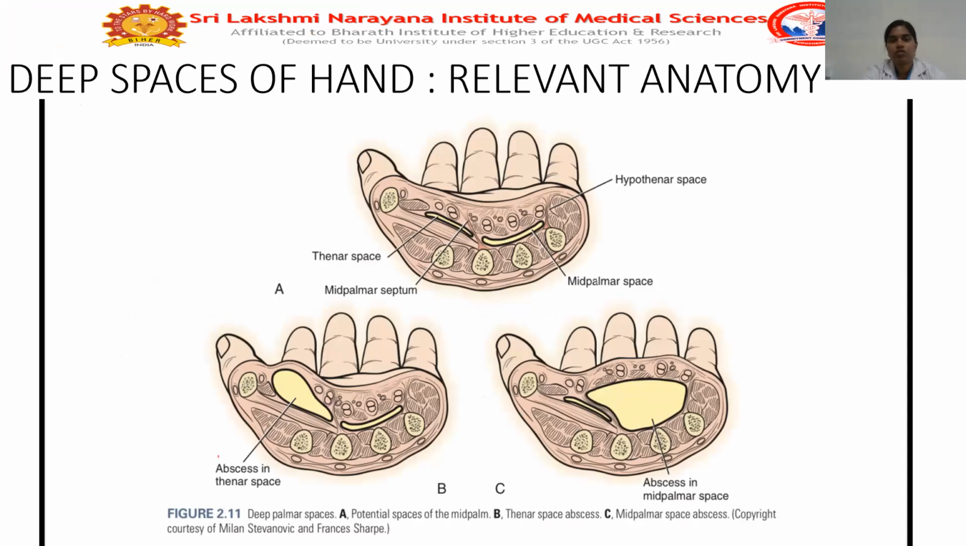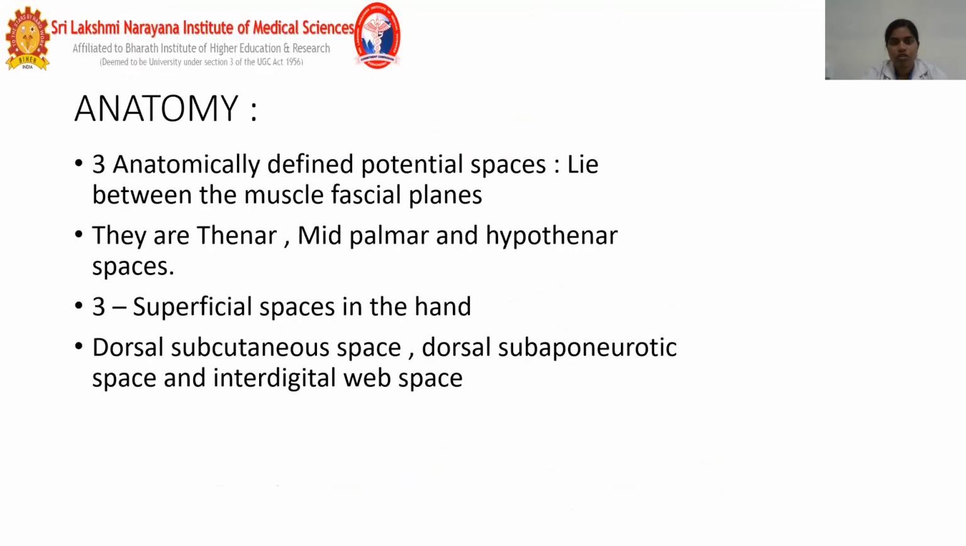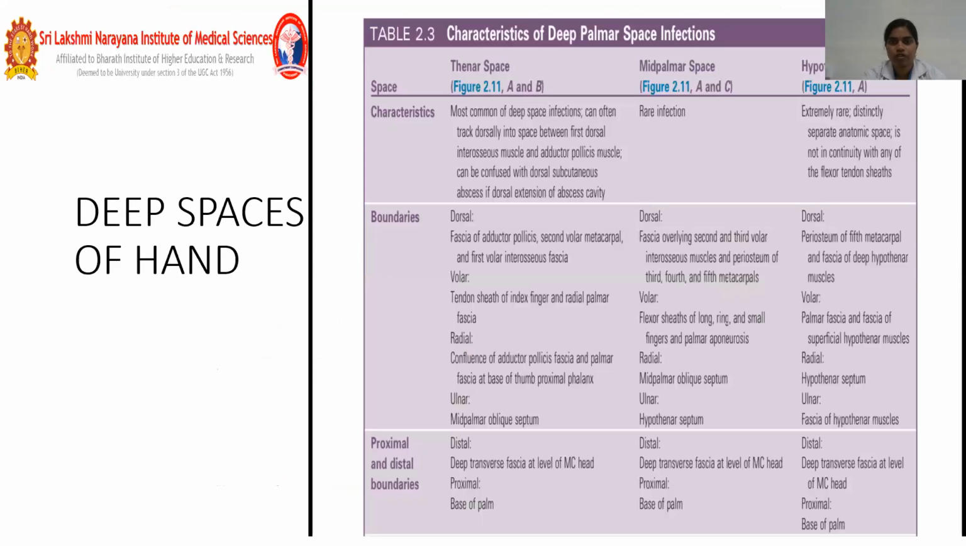Coming to the deep spaces of the hand. The deep spaces of the hand are the mid-palmar space, hypothenar space, and thenar space. The thenar space and mid-palmar space are divided by the mid-palmar septum, which is a septum extending from the palmar fascia. Three anatomically defined potential spaces lie between the muscle fascial planes. These are thenar, mid-palmar, and hypothenar. And there are three superficial spaces also. These are dorsal subcutaneous, dorsal subaponeurotic, and interdigital web space.